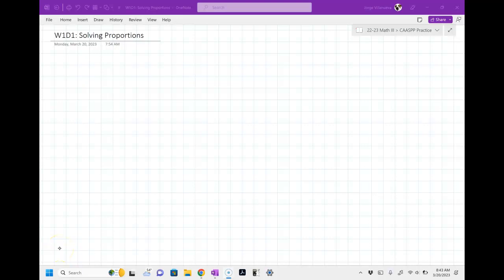All right, so week 1, day 1, W1D1, solving proportions. A lot of this stuff you've seen before, okay? We're just practicing it because this is stuff you're going to see in the state test, so we just want to go over it, remind you, hey, this is how you do it, and then we move on, okay?